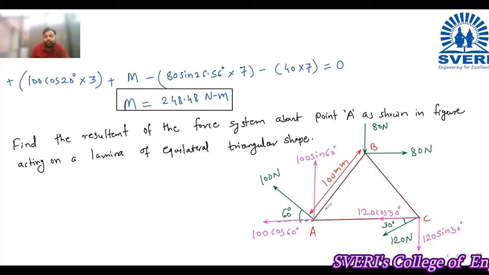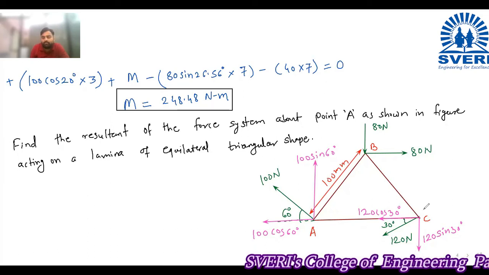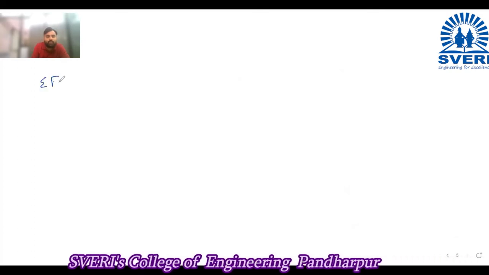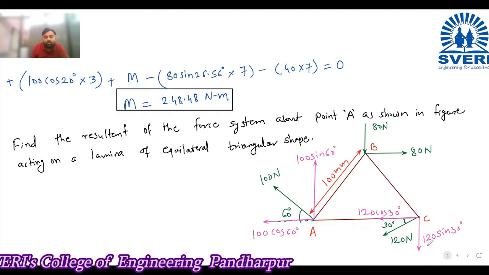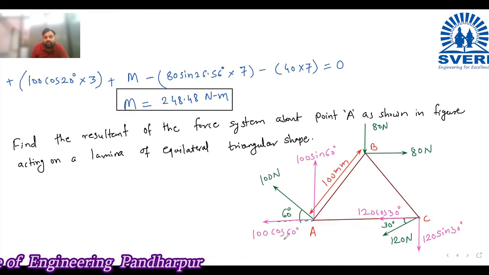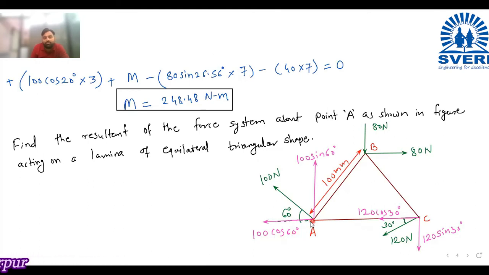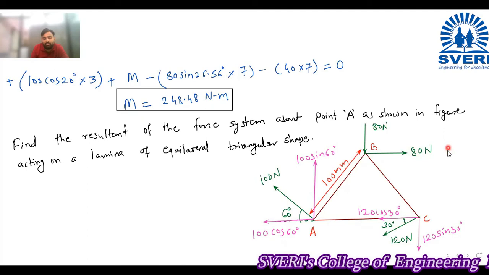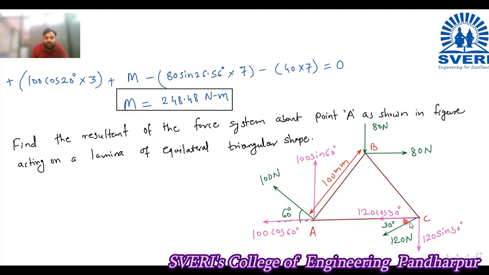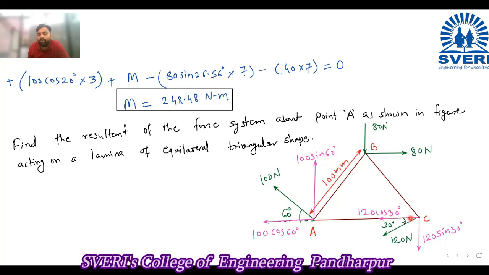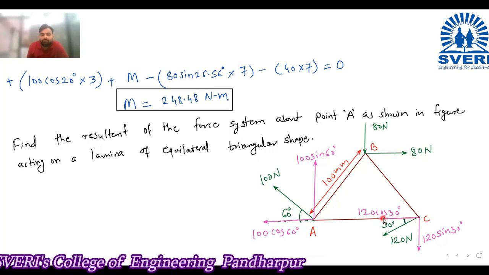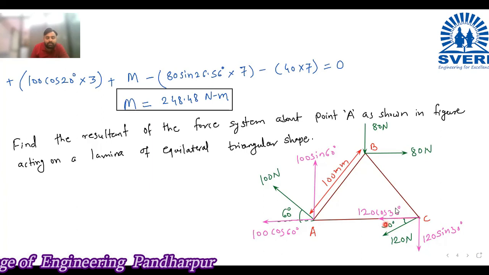So here, summation fx is equal to. See all the horizontal forces. First is 10 cos 60. If you see this force 10 cos 60, it is moving towards left, so it is minus 10 cos 60. Then the horizontal force 80 is moving towards right, that is plus 80. Then after that, this is 120 cos 30, it is moving towards left, so it is also minus.